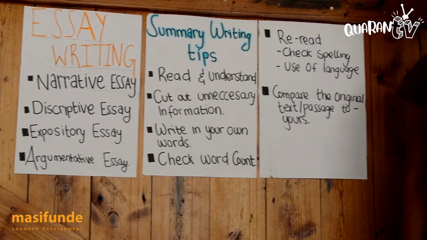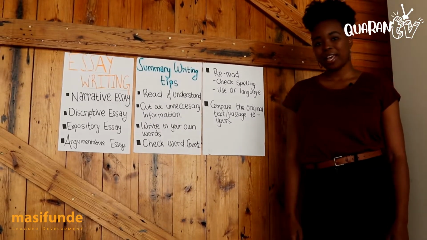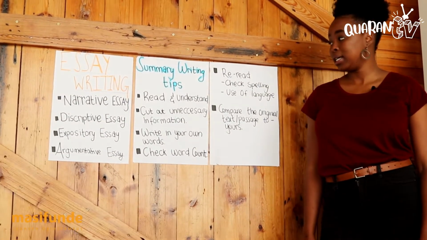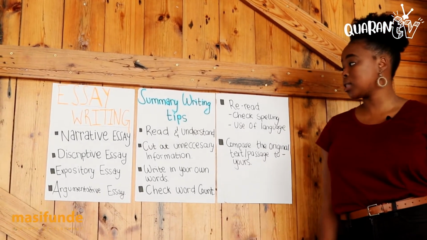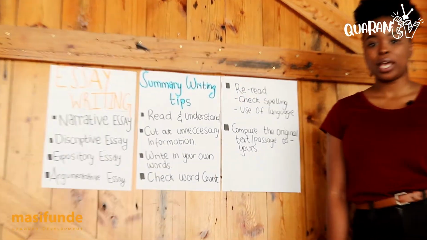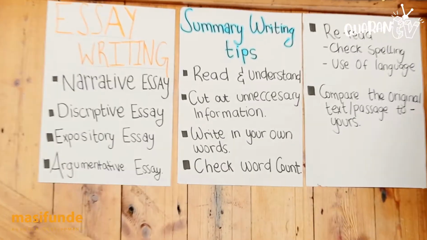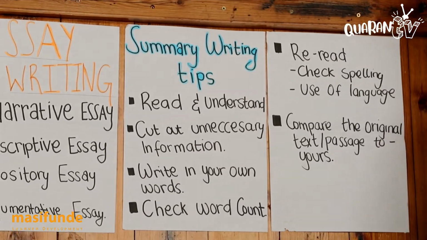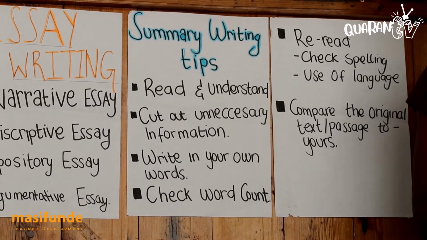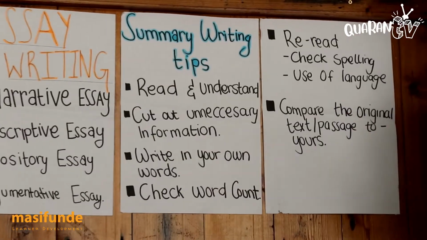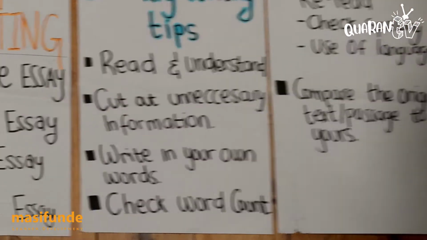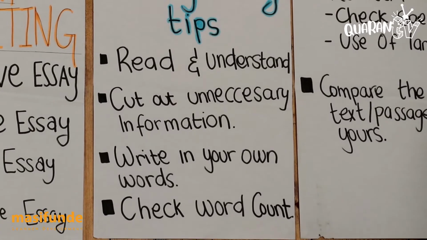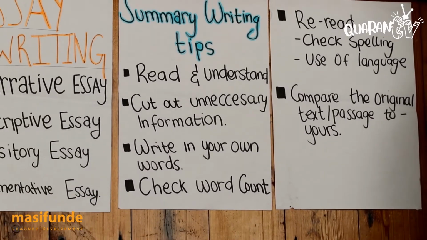Okay, so now let's go to summary writing tips. At school, you will definitely come across summary writing. There are six things that you really need to focus on and always remember when writing a summary. The first thing that you need to do is to read and understand what has been provided for you. Second, you need to cut out all unnecessary information. Some essays or paragraphs or texts will come with graphs and probably pictures as well, and also descriptive words, and these you would have to cut out.